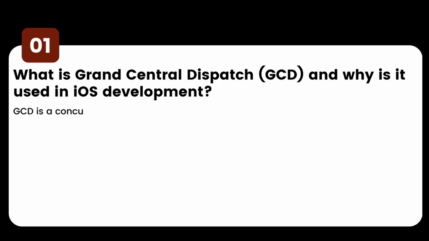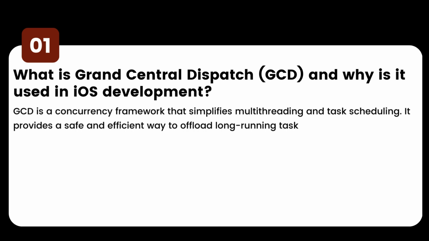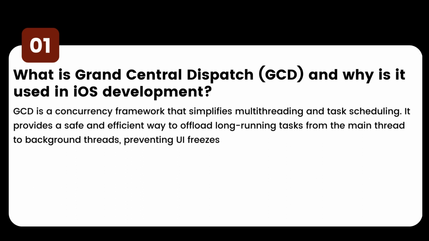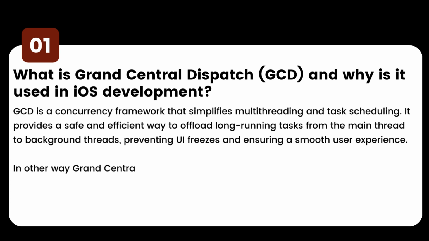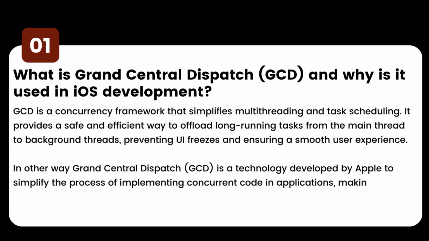What is GCD and why is it used in iOS development? GCD is a concurrency framework that simplifies multithreading and task scheduling. It provides a safe and efficient way to offload long-running tasks from the main thread to a background thread, preventing UI freezing and ensuring a smooth user experience. In other words, GCD is a technology developed by Apple to simplify the process of implementing concurrent code in applications, making it easier to perform tasks asynchronously.